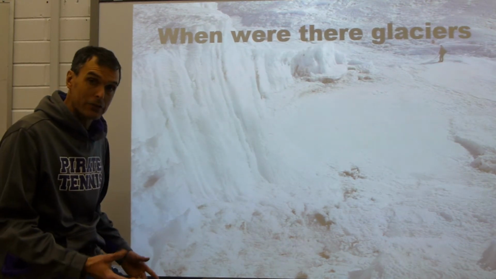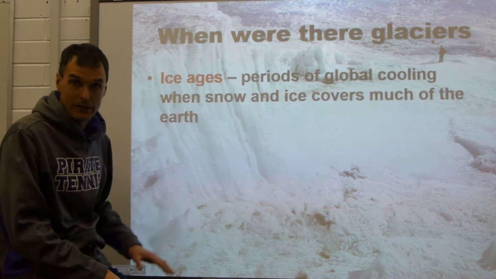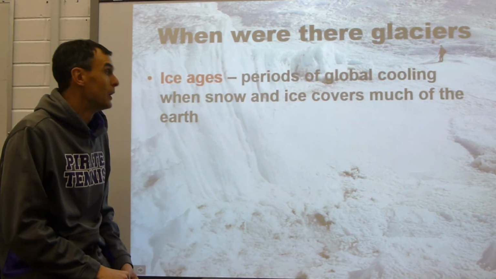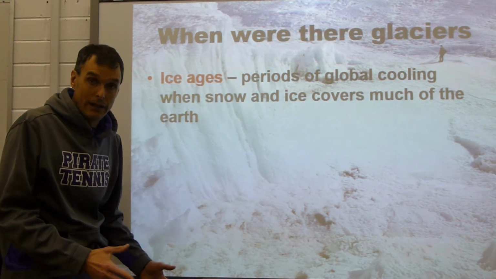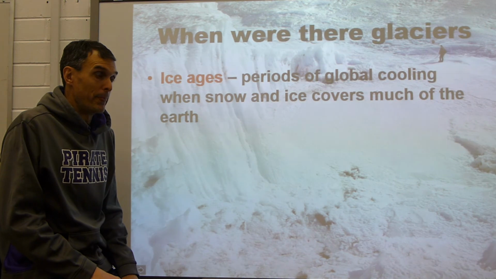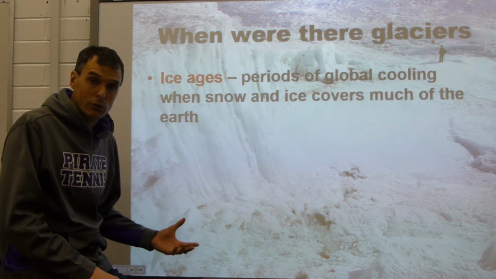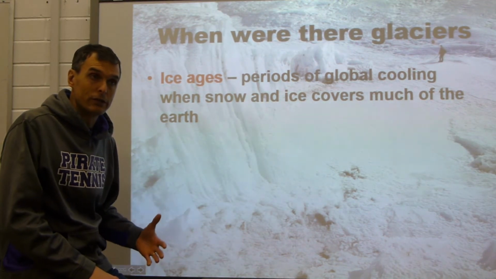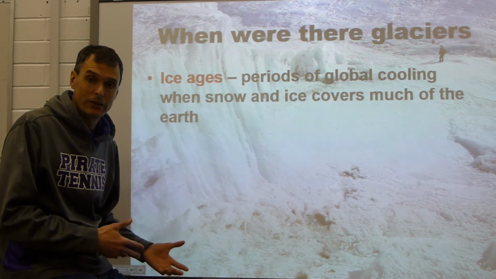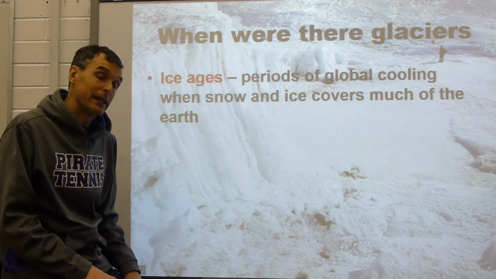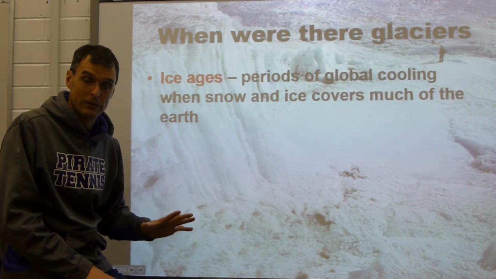So when were there glaciers? I bet you know, because you've seen a lot of movies about it. But during the ice ages. Ice ages are periods of time where the planet was cooler than it is today on average. So if we think about average temperature on the planet, and I ask you, how much lower was the average temperature during the ice age than it is today? You might give me a variety of answers, but the actual answer is 5 degrees cooler than it is today.